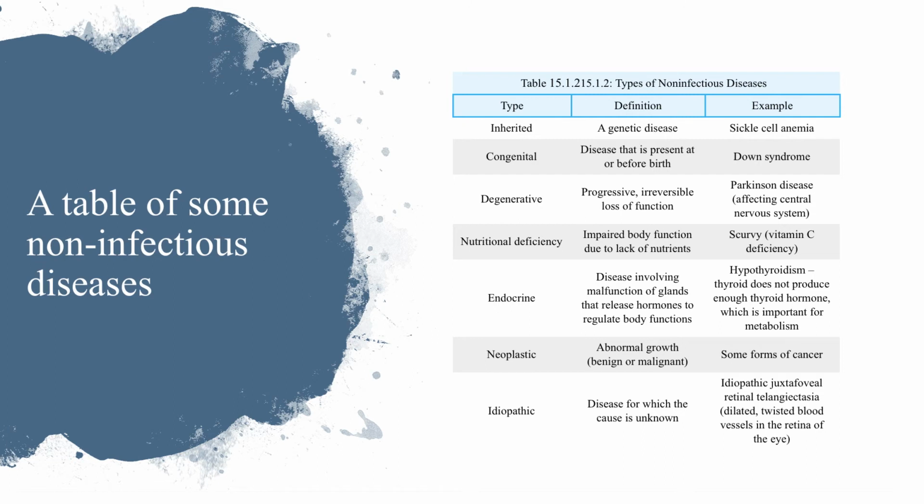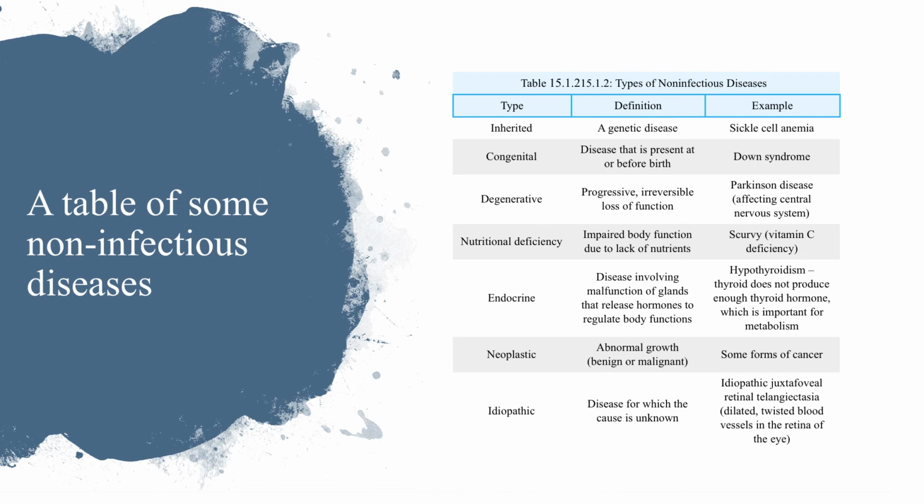Degenerative diseases are progressive, irreversible, and they result in loss of function, such as Parkinson's disease, ALS, MLS. Nutritional deficiencies are defined as impaired bodily functions due to lack of nutrients, like scurvy, which is a deficiency in vitamin C. Endocrine diseases or disorders involve malfunction of glands that release hormones into the body that regulate body functions. Hypothyroidism does not produce enough thyroid hormone, which is important for metabolism. The converse of that is hyperthyroidism, where you produce too much thyroid hormone.